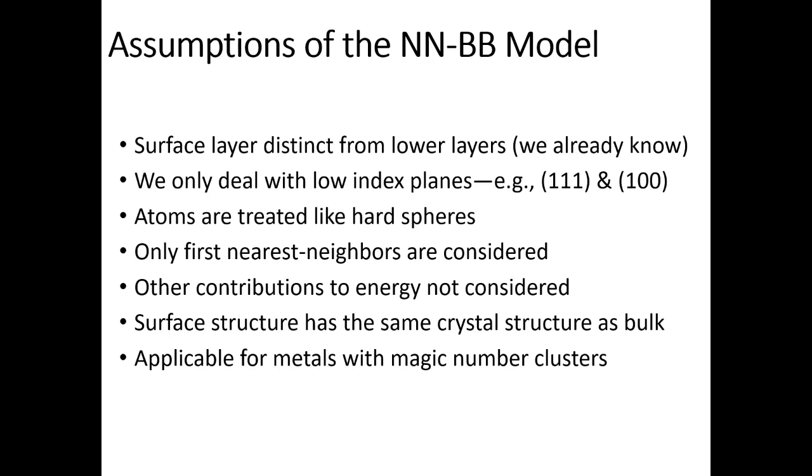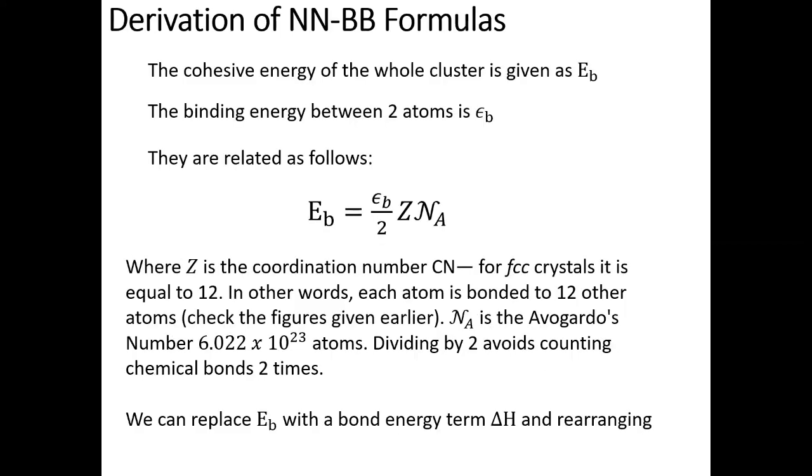So from the surface layer, we can see we only deal with the 111 and 100. That's good. We treat the atom like a hard sphere, like a tennis ball. Only first nearest neighbors; other energy contributions are not considered. There are others, trust me. And the surface structure has the same crystal structure as the bulk, even though later you'll see that the surface structure can change because of non-intensivity. And it is applicable for metals with magic numbers. So we already know our magic numbers.